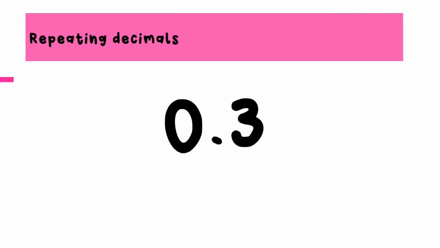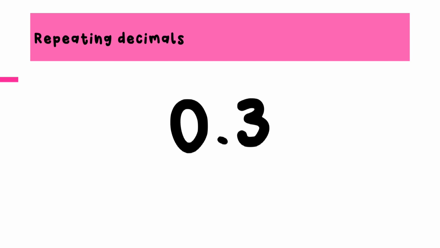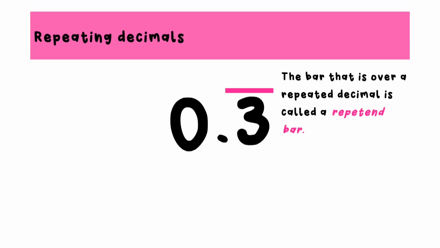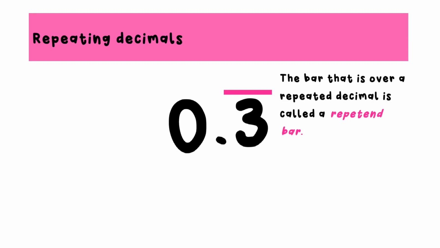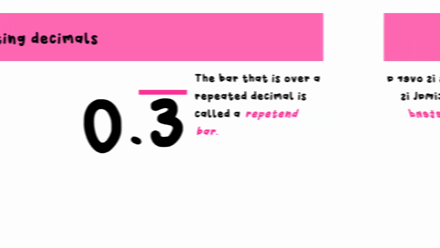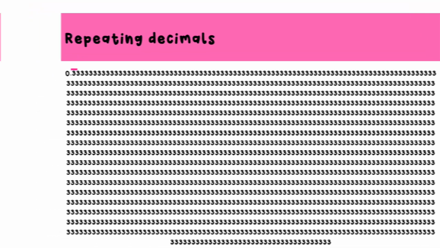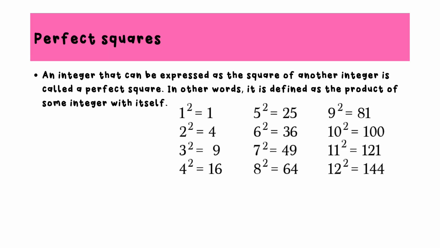As said previously, repeating decimals are also considered rational numbers. Here's an example of a repeating decimal. The bar that is over a repeated decimal is called a repetend bar. Once it's on a digit, that means it repeats until infinity. Next, we have perfect squares. What is a perfect square?